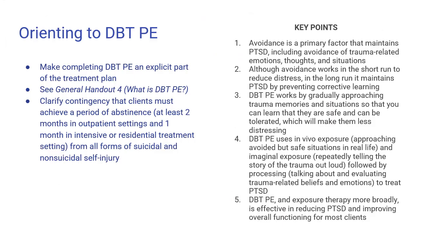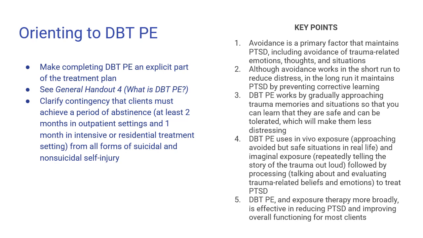Orienting to DBT-PE itself. Make completing DBT-PE an explicit part of the treatment plan. See general handout 4 about what DBT-PE is. Clarify a contingency that clients must achieve a period of abstinence, at least 2 months in outpatient settings and 1 month in intensive or residential treatment settings, from all forms of suicidal and non-suicidal self-injury.